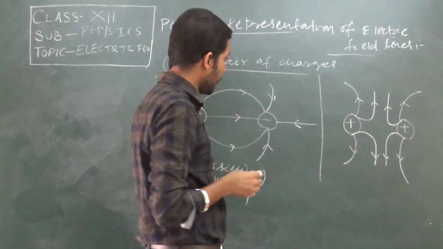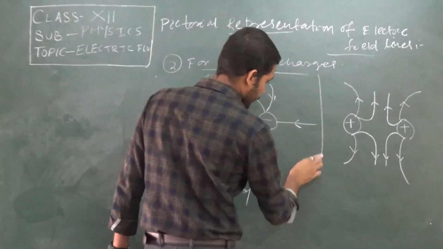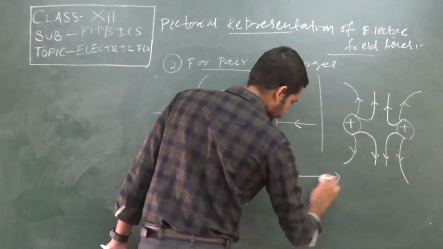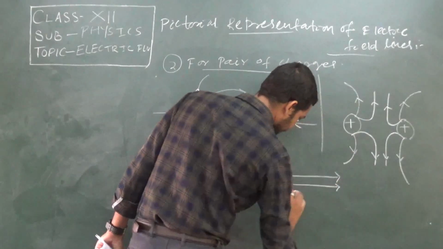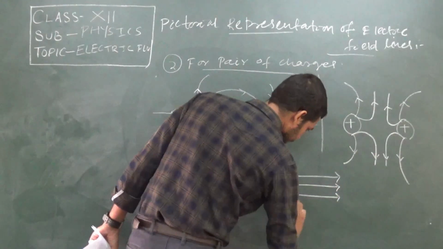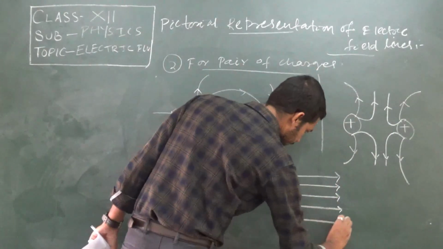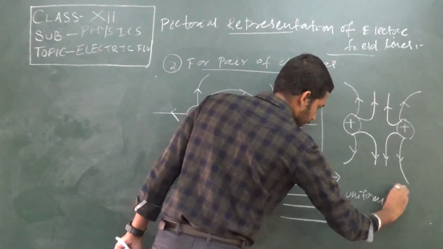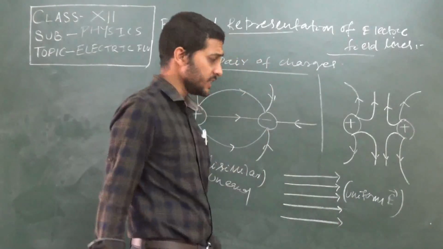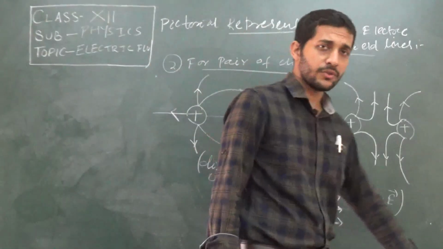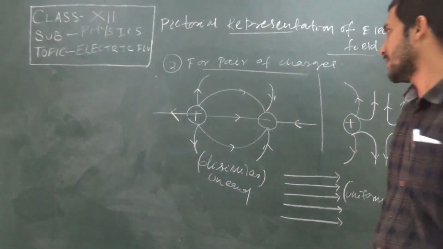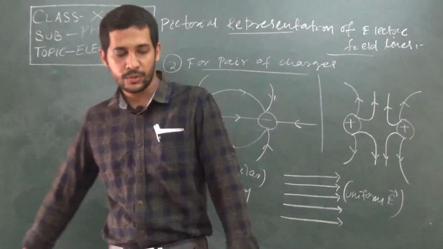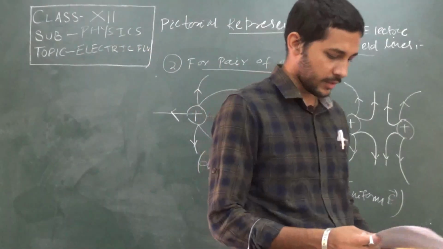Got this one? And also you need to remember that for uniform electric field, the lines of force are always parallel and equispaced lines. Got this one? This represents your uniform electric field. So these are the representations of your isolated and pair of charges in the form of a picture. So you need to be very much clear about this concept, then only you can understand.